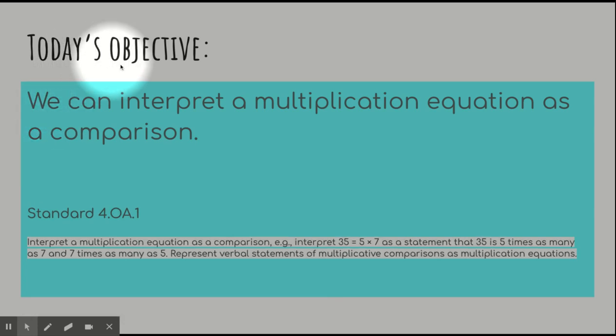Hi! Today's objective is that we can interpret a multiplication equation as a comparison. So we are going to be using a place value chart to really understand what and how to group numbers and times them and what that really means.